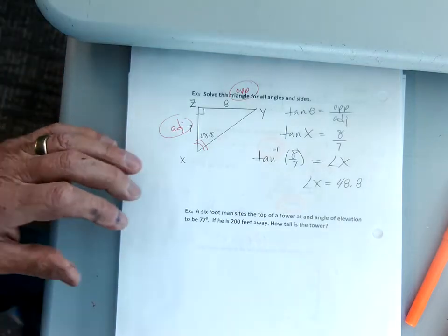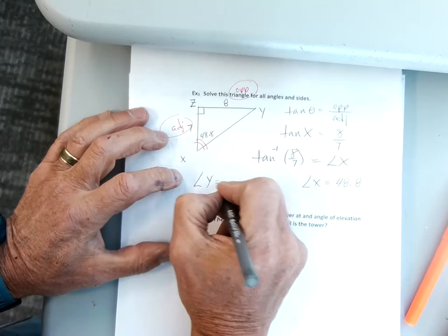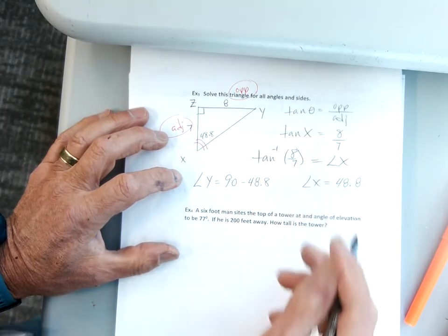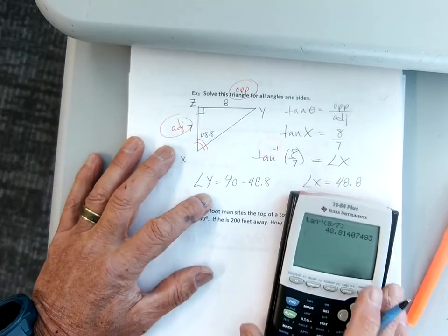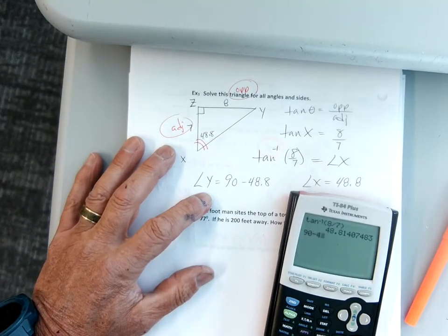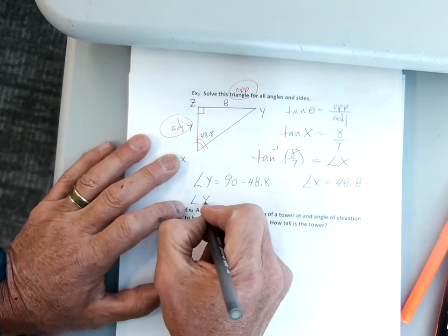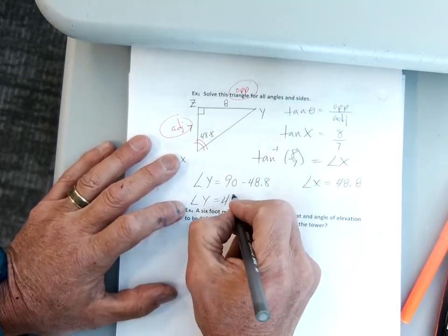Angle Y is equal to 90 minus 48.8. What is that, 41.2 or something like that? I should be able to do that in my head. Yes, 41.2. I can do it in my head. Thank goodness. Okay, good.